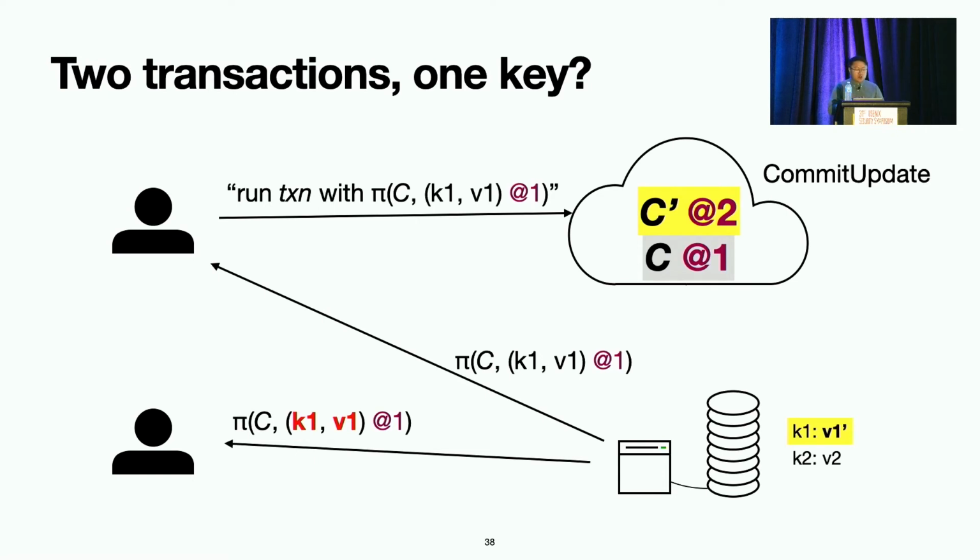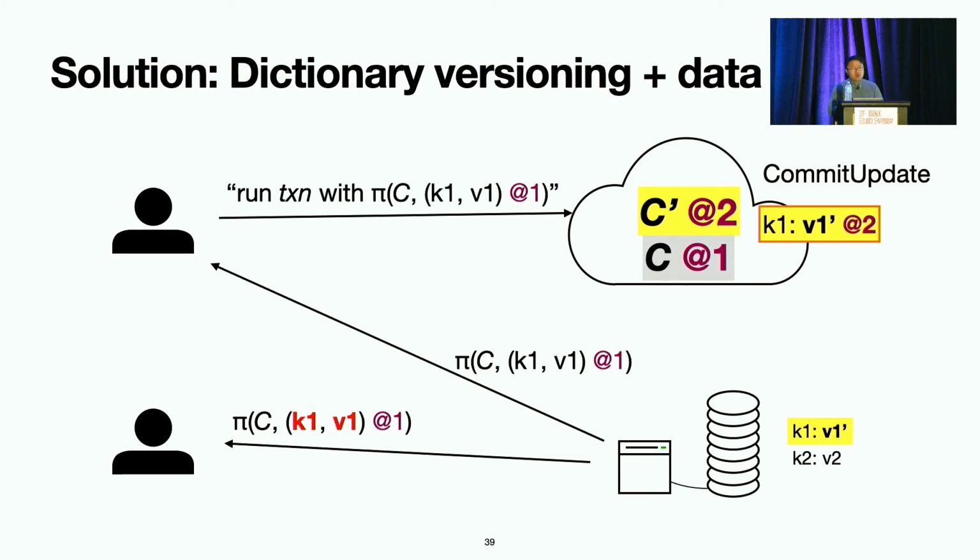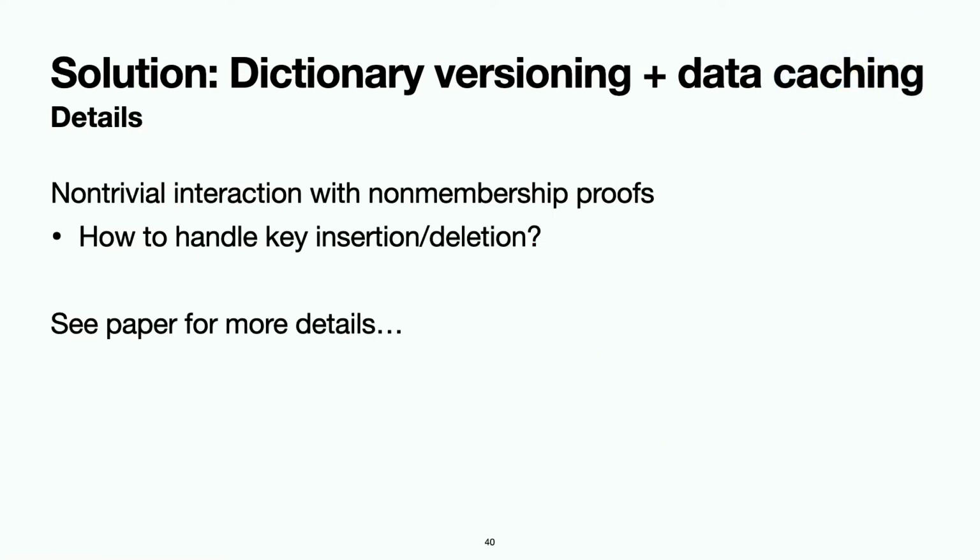One additional case we must consider is if both transactions share a key. In order to handle this case, we require the validators to hold all recent updates to keys and values for some time. There are some additional details we must handle to integrate this versioning scheme into Aardvark. In particular, this scheme interacts non-trivially with the non-membership proofs that I didn't describe. If a proof is created concurrently with the insertion of a new key or a deletion of an old key, then Aardvark has to correctly handle this case. And we refer you to the paper for more details here.